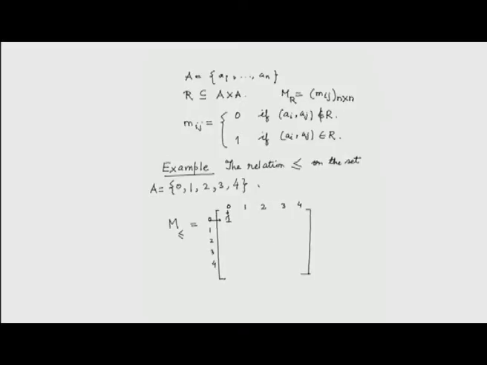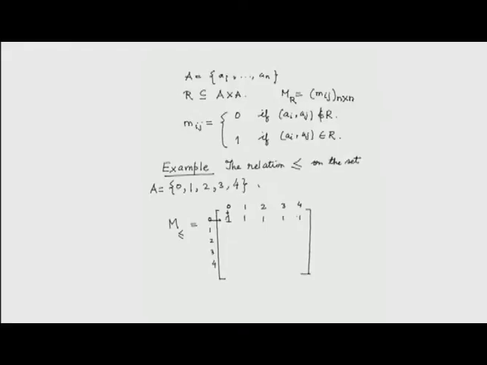After that, we ask the question, is 0 less than or equal to 1? The answer is yes, therefore, we write 1. Then we ask the question, is 0 less than or equal to 2? The answer is yes, and therefore, we write 1 over here. And like this, we fill in 1s in all the entries of the first row, because 0 is less than or equal to all the elements of the set 0, 1, 2, 3, 4.